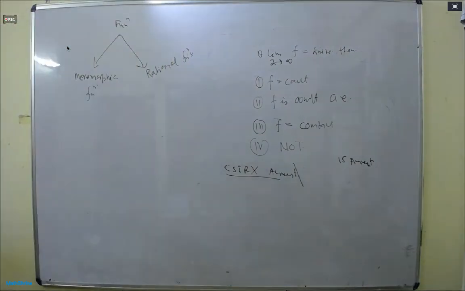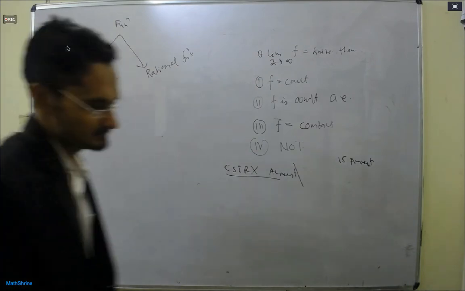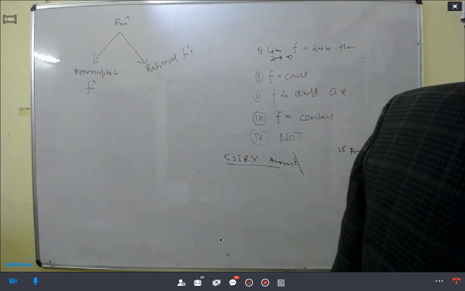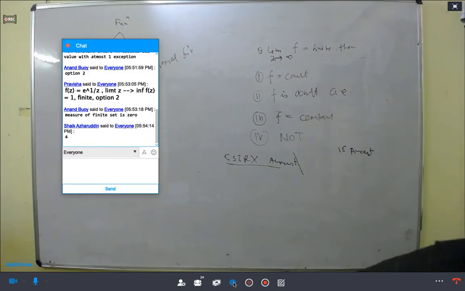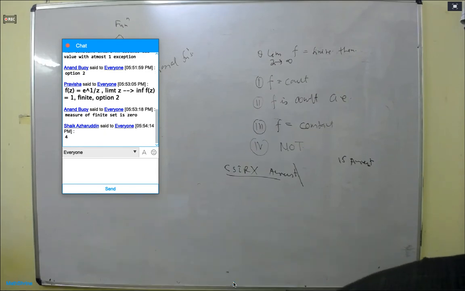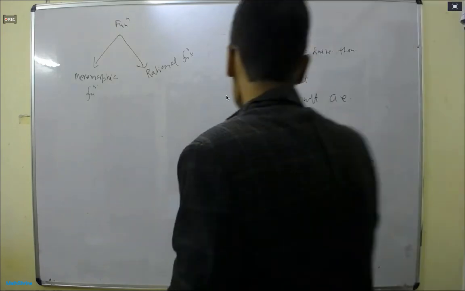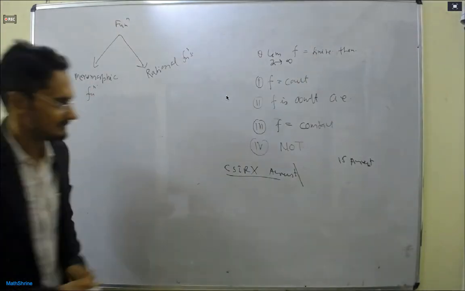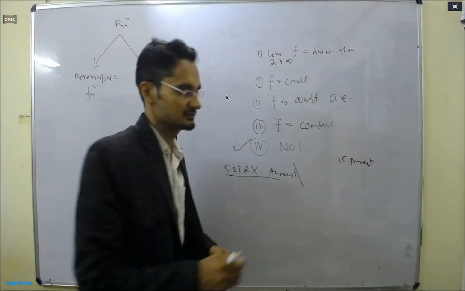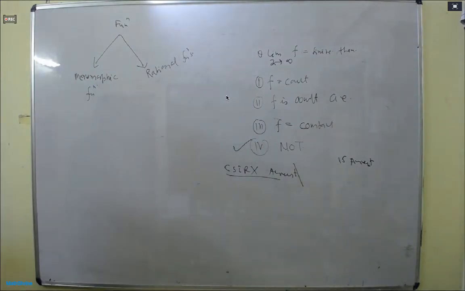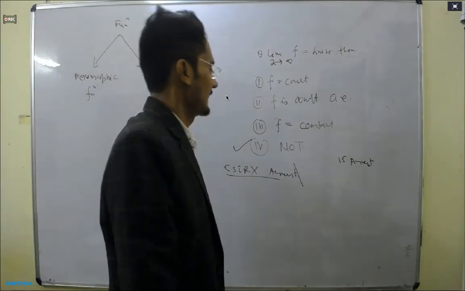Anyway, I think people have answered. So there are many answers. I'm happy. Yes, the measure of a finite set is 0. Option 2. If you ask me, my answer will be the fourth one. Anyway, you have to work on it. Again, try it as homework.